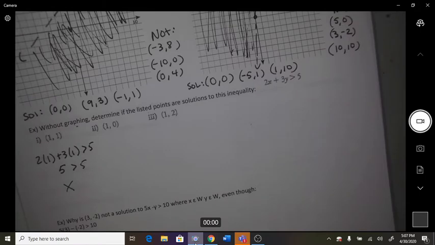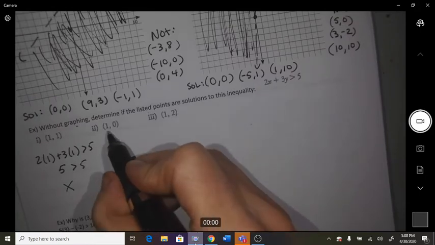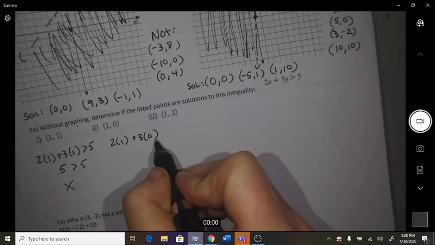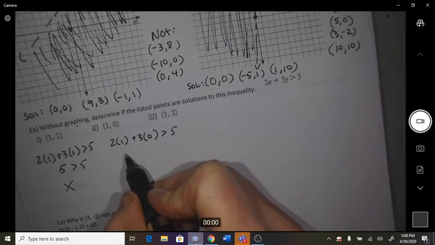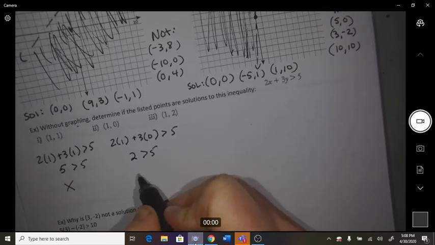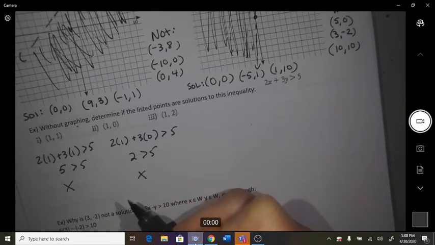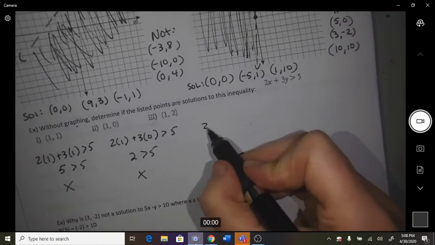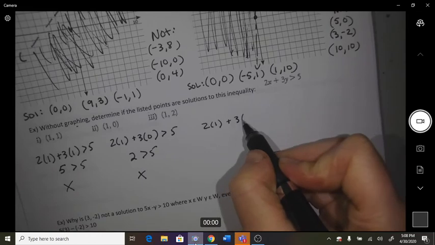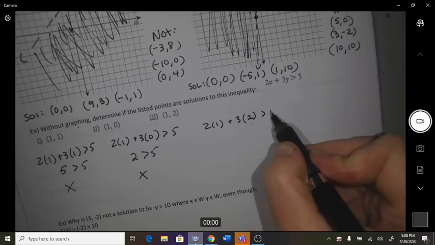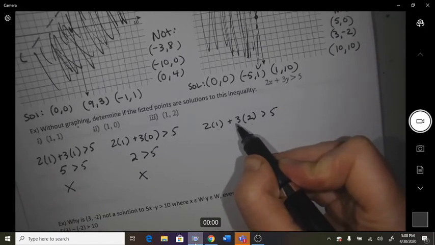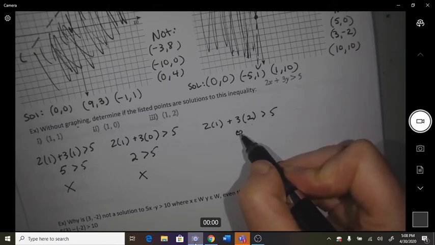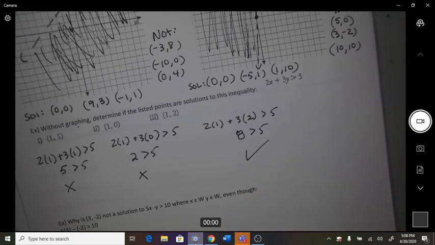Next, plug a 1 in for x and a 0 in for y. So this is 2 greater than 5, so no, that does not work. And the last one, plug 1 in for x and 2 in for y. So that's 2 plus 6. So 8 is greater than 5, yes.